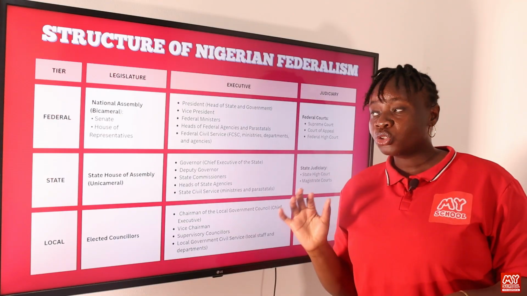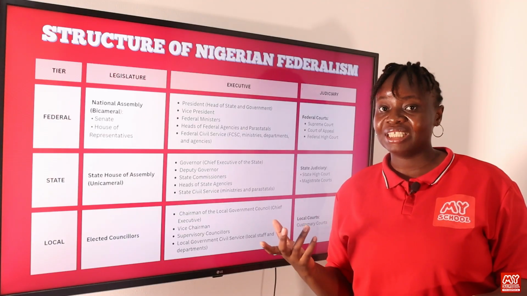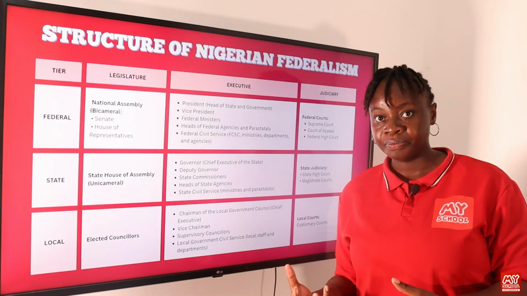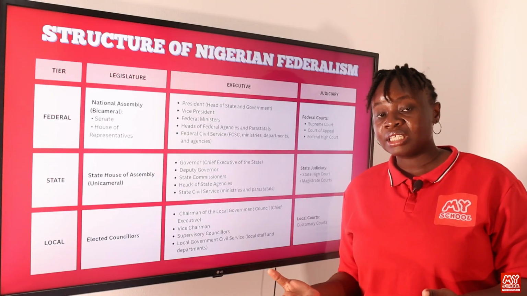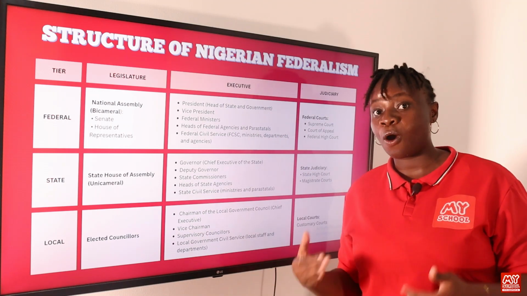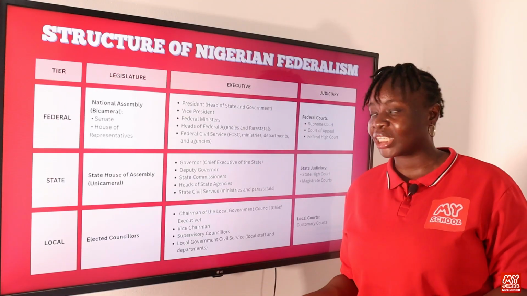It's important to note that when you're talking about the executive, you do not only mean the president, the vice president, and the ministers. You also mean the civil service within the country. People who are working in the ministry, people who are working in the various departments and agencies in the country are also part of the executive. They are responsible for implementing policies within the society.